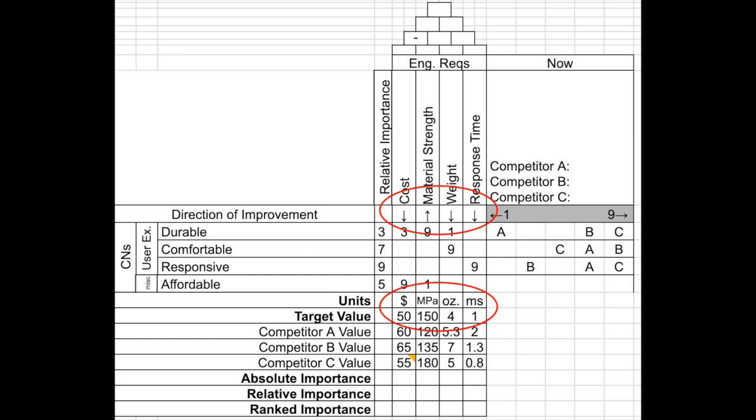On the right, you can see our customer perceptions of each competitor we might be facing. And in the middle, you can see our relationship matrix showing how each customer need relates and how strongly to the engineering requirements. Notice all the requirements are quantitative, testable, and solution neutral with directions of improvement and target values.